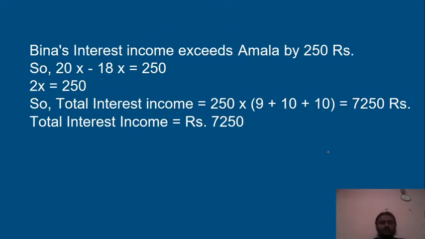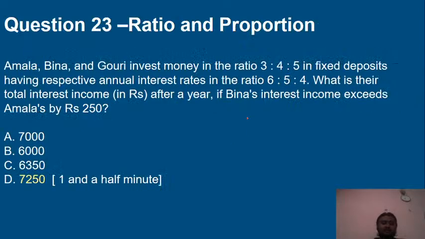Okay, so now very simple. So Beena's interest exceeds Amla's by 250 rupees. So 20x minus 18x is 2x. 2x is equal to 250. And then again guys, you solve it very easy. This was a 1.5 minute or even a 30 seconds question depending upon your calculation.